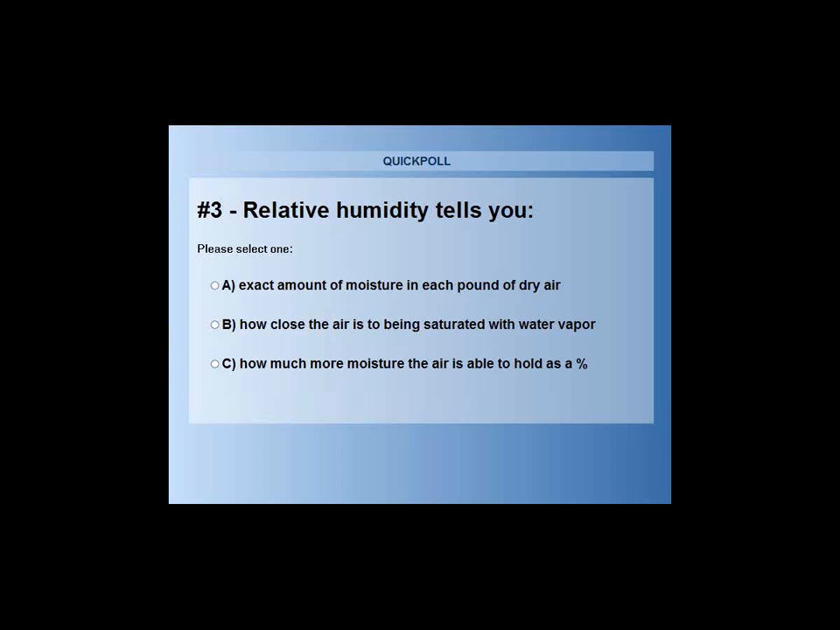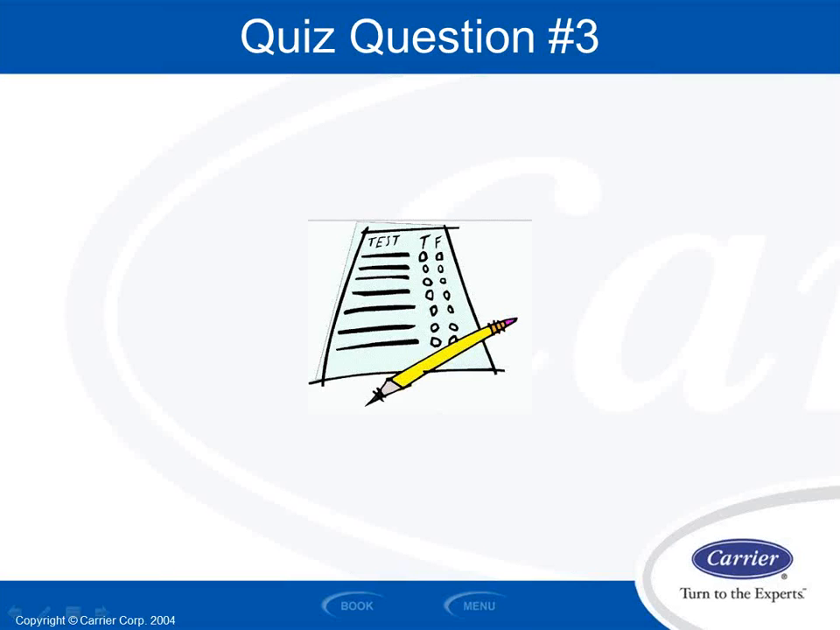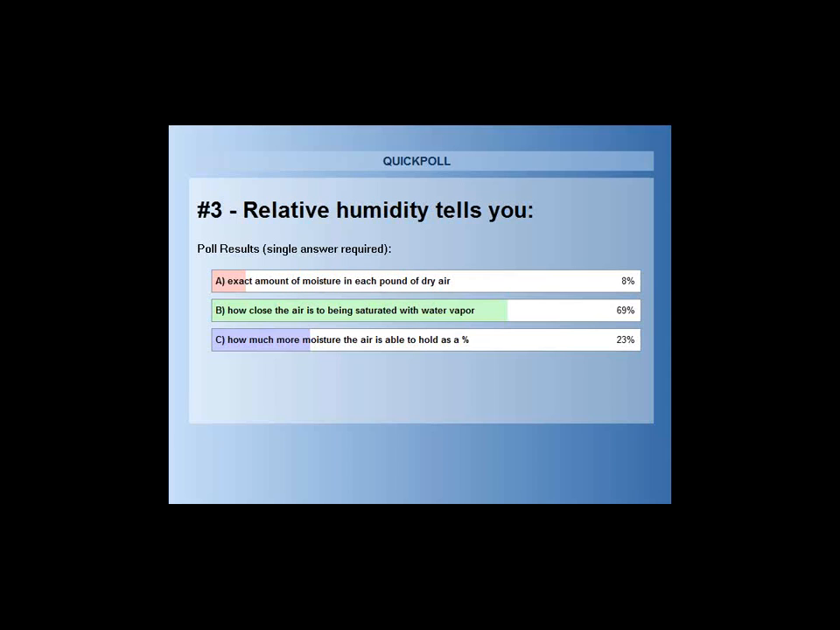Anyways, I'm going to close the poll here, the question. Talked a little bit long there. And share the results with you. 69% of you got it correct. Relative humidity tells you how close the air is to being saturated with water vapor. Several folks did pick C. C is the opposite of what it is, right? How much more moisture is it able to hold as a percent? It's not how much more moisture it's able to hold. It's how much moisture it's currently holding, right? So it's not more. That "more" word is kind of the key that threw some of you guys off, I think.